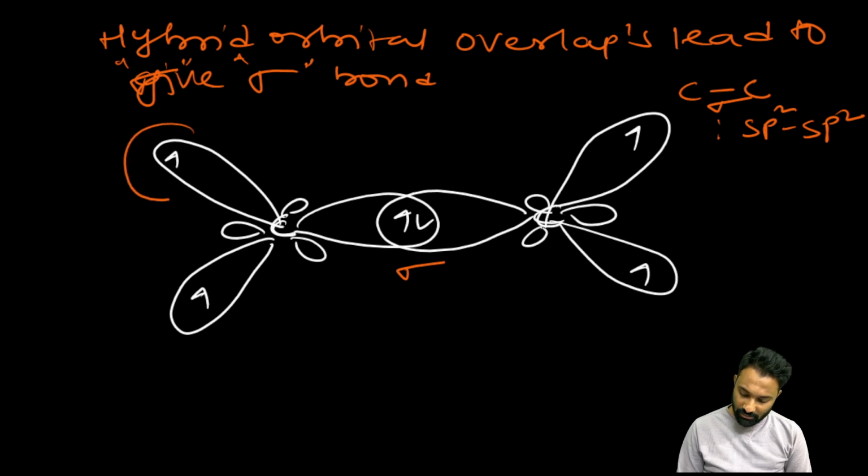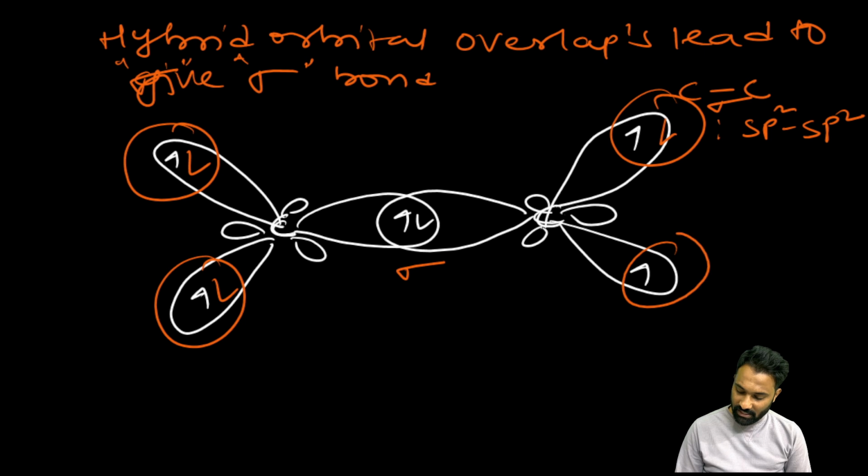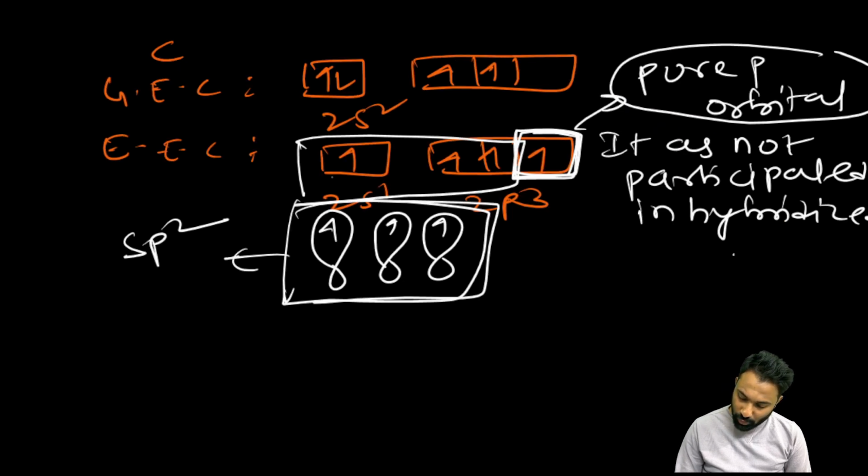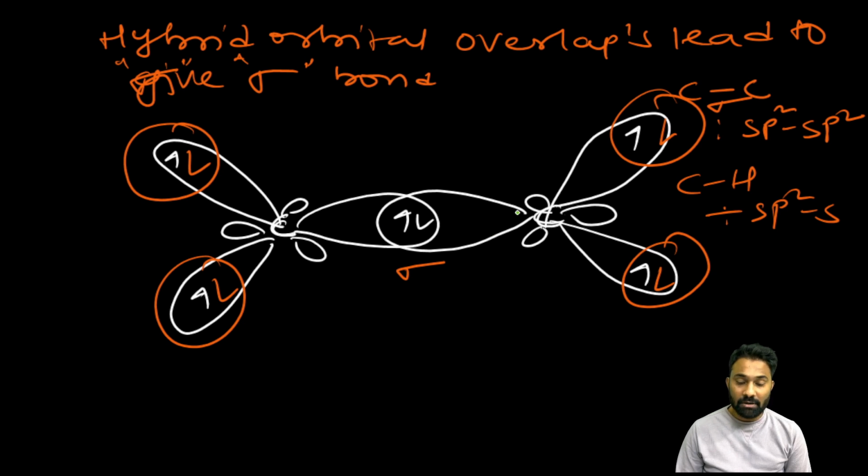Now, hydrogen will be present in the s orbital. So this carbon and the hydrogen are formed by the overlapping of sp2 and s. Now, next we have one pure p orbital left. This pure p orbital is perpendicular to the hybridized orbitals. This point is very, very important.